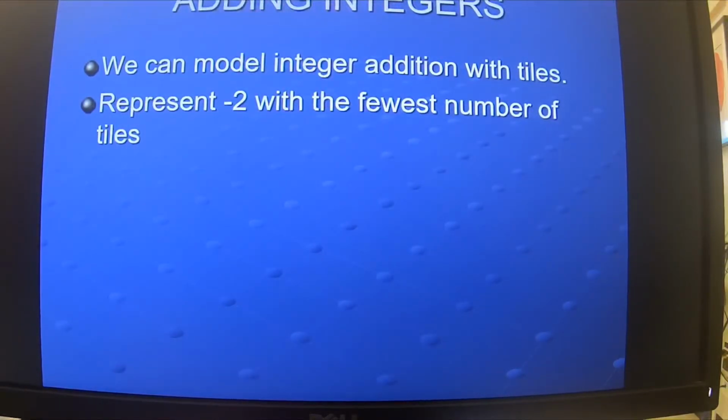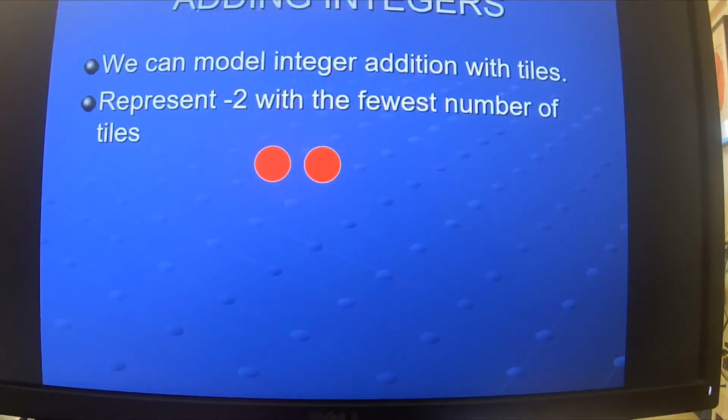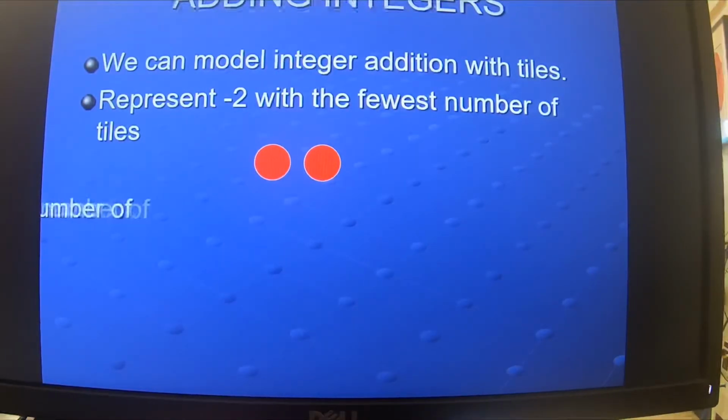For example, let's represent negative 2 with the fewest number of tiles possible. So if I asked you to show me negative 2 using the smallest amount of tiles, you would probably grab me 2 negative chips and say, well, there's negative 2. And you'd be right. That's exactly what you would do. Now you could add another negative and then add a yellow positive. That would still be negative 2, but the easiest way to show it is just simply having 2 negative chips.